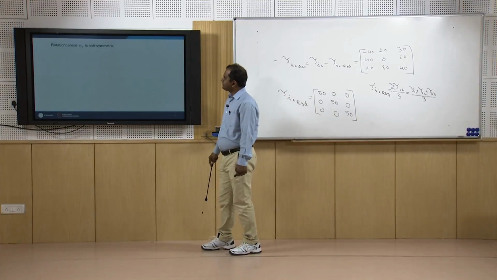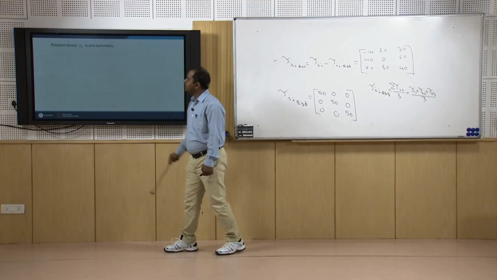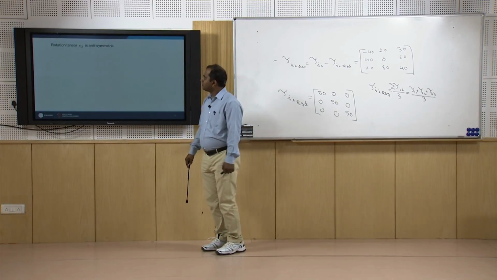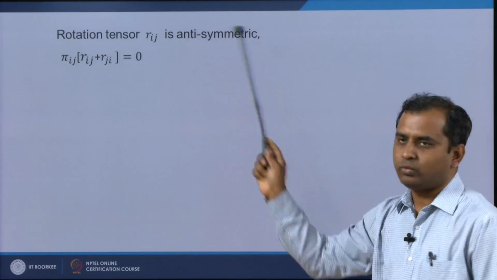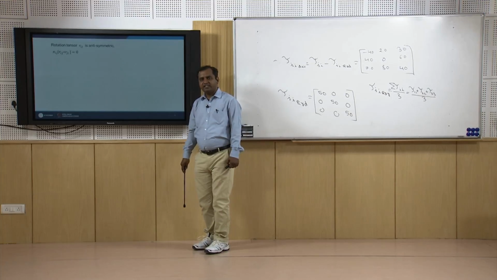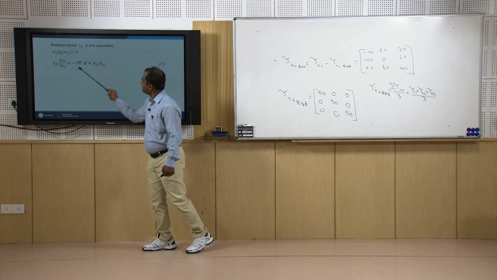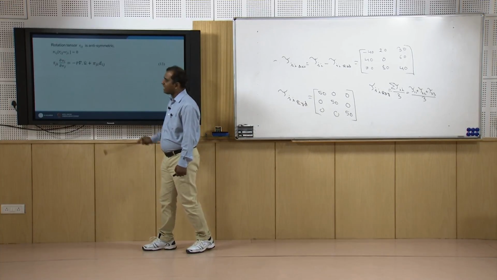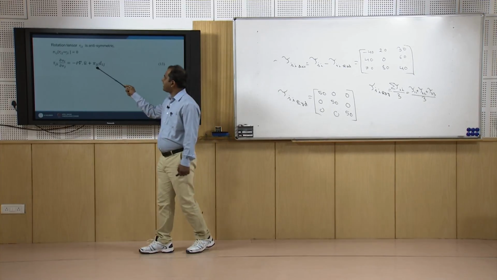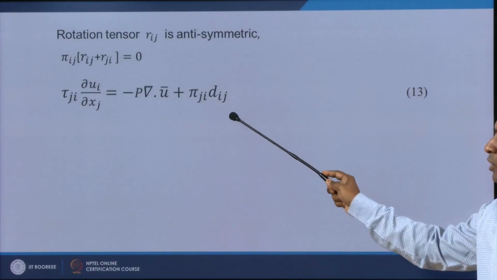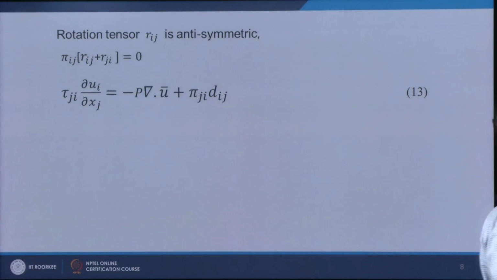Next, let us see further. This rotational tensor rij, whatever I have shown you over here, is actually antisymmetric. So, we can write pi ij of rij plus rji is equal to 0. So, I can drop the rij term from the equation. We get the rest of the things the same, only in this place where we had earlier tau ji into del xj of ui, I am writing pi ji into dij. One reason for not writing the next term is that the rotational tensor is antisymmetric.